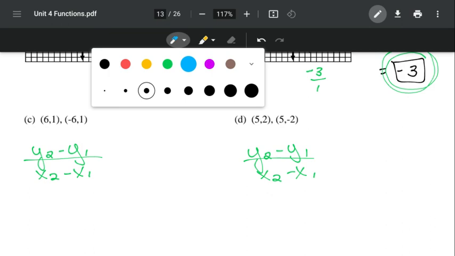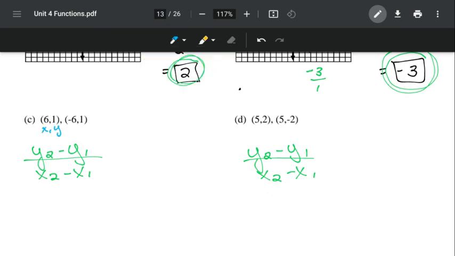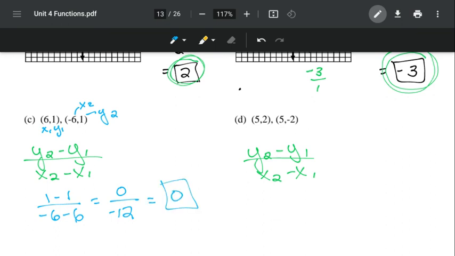So for C, we have x1 and y1. And then this guy is x2 and this one is y2. So I'm going to plug my numbers in. 1 minus 1 over -6 minus 6. So if you did this by hand, you would get a 0 on top and a -12 on the bottom. And that simplifies to 0. What that means is you have a flat line. You have a horizontal line.